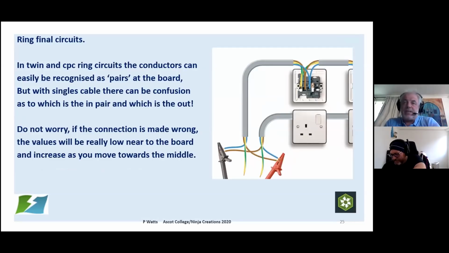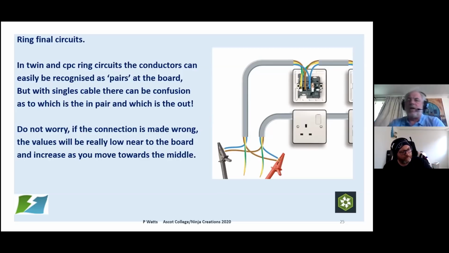The other issue with this test is, if you've got twin and earth cables, it's easy. You know which pairs go together. With singles cable, it's not so easy, especially if they've all been mixed together and not been identified or labeled. Which is the in, which is the out? What I say to people is that it doesn't matter. Just grab a set of cables, connect them together, in to out to in, whatever you think it is, and start testing. If you've got the connections wrong, you'll know fairly quickly because the sockets nearest to the fuse board will give you a really, really low result.